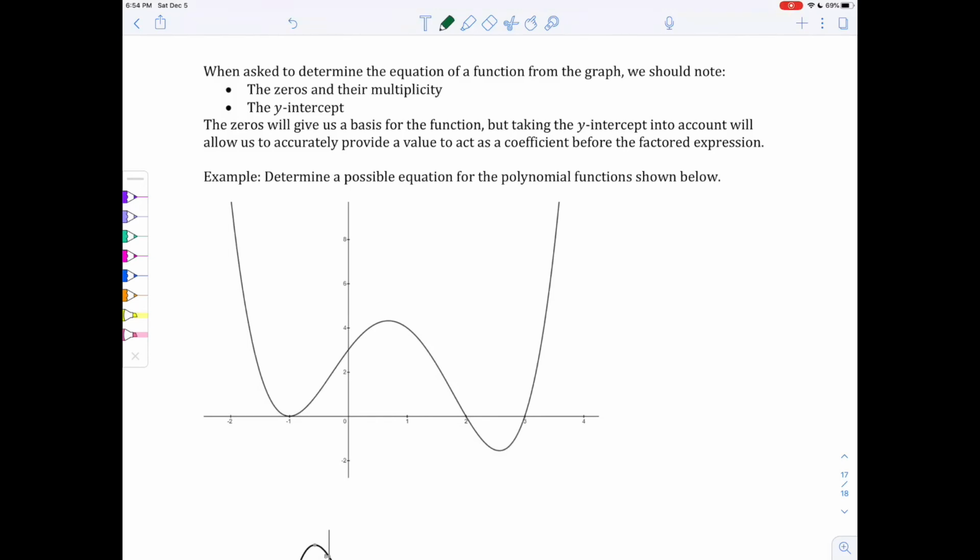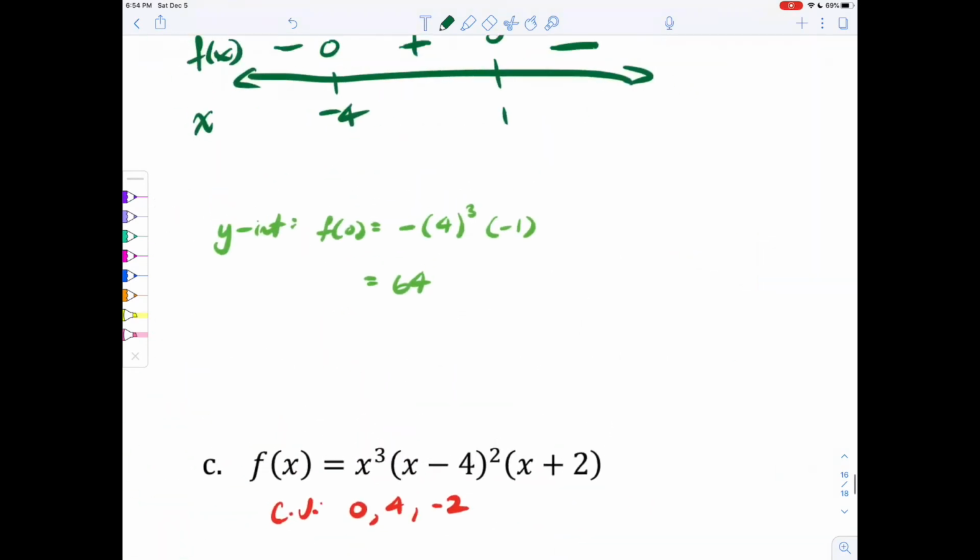In doing so, what we're going to note is each 0 that we have. Every x-intercept that we have will give us a 0 for the function. And then we can determine the lowest possible multiplicity for each one by noting its behavior at that 0. We'll also have to figure out a coefficient for the whole thing.